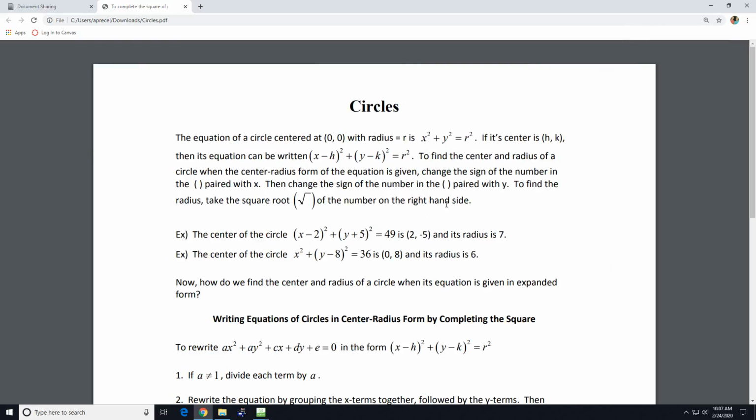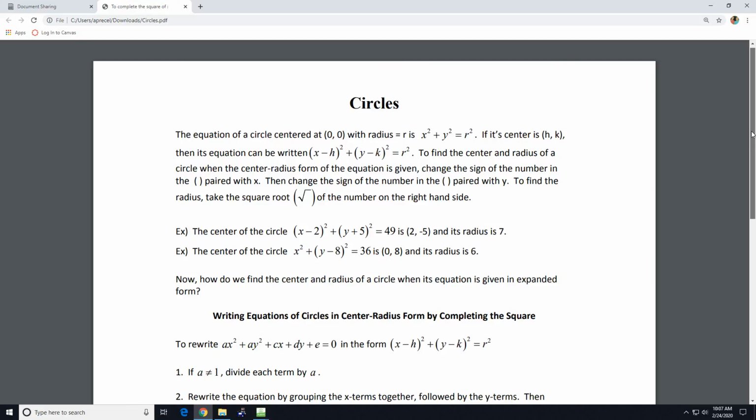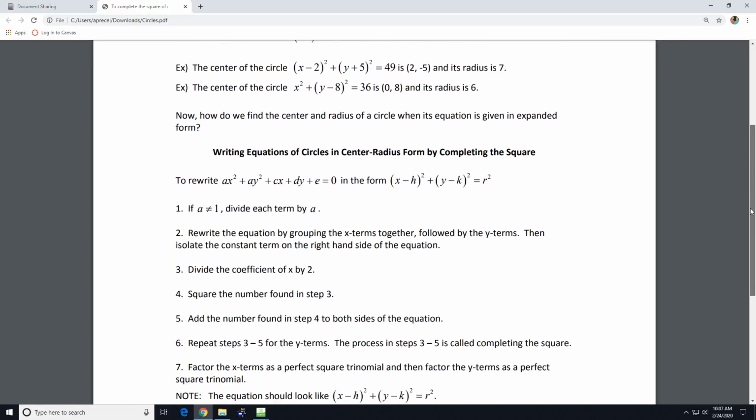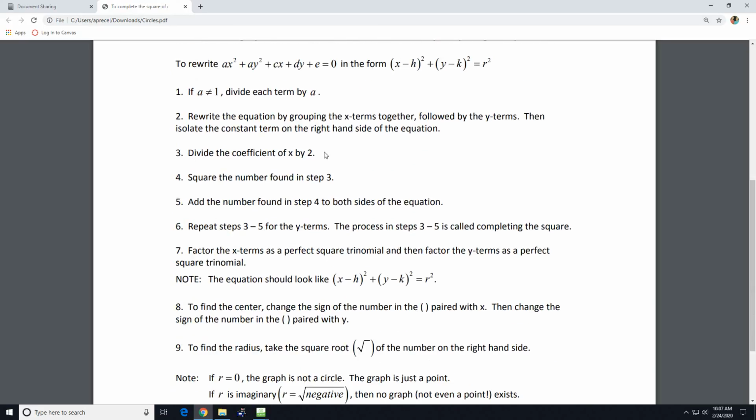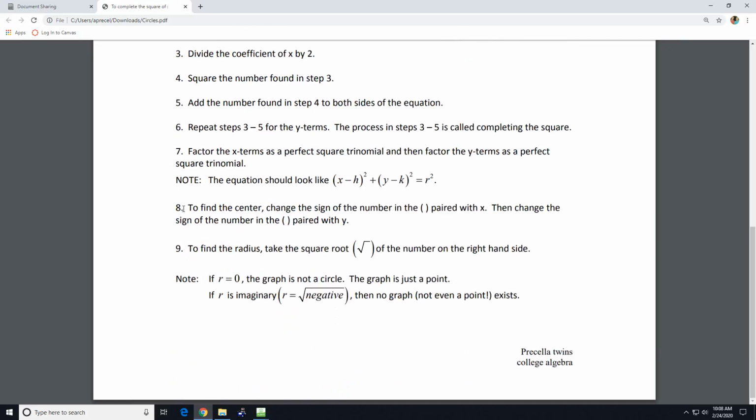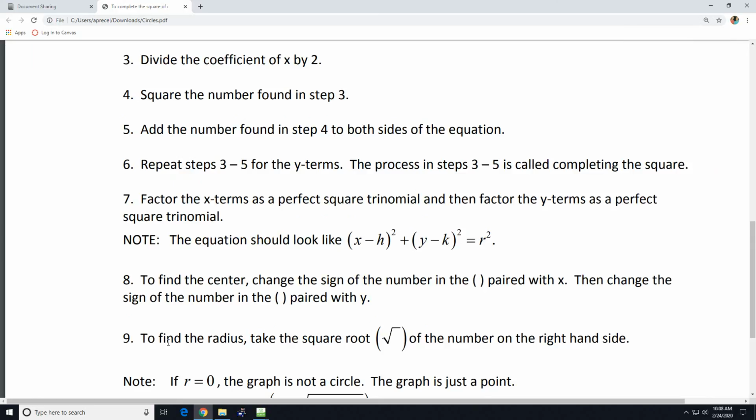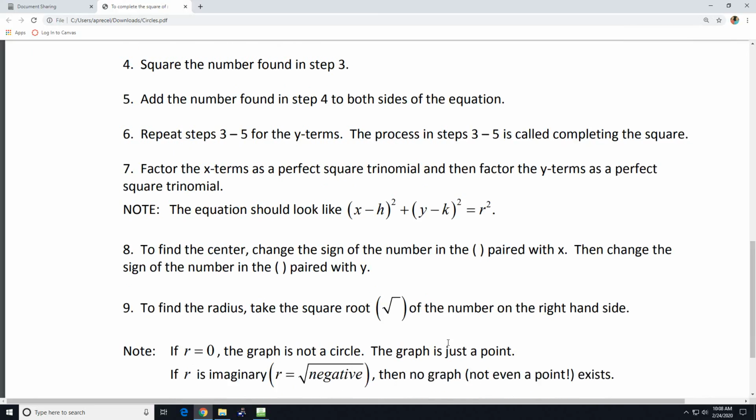Way back before I could record everything I do, I had little handouts, little PDFs, that used to be leaflets that I gave paper copies of. But this sort of summarizes how to go through and do that completing the square. I'm writing it out as a sequence of steps. Divide by 2 and then square, add it to both. If you want to read through it, step number 8, to find the center, change the sign of the number in the parentheses with x, then change the sign of the number in the parentheses with y. To find the radius, take the square root.